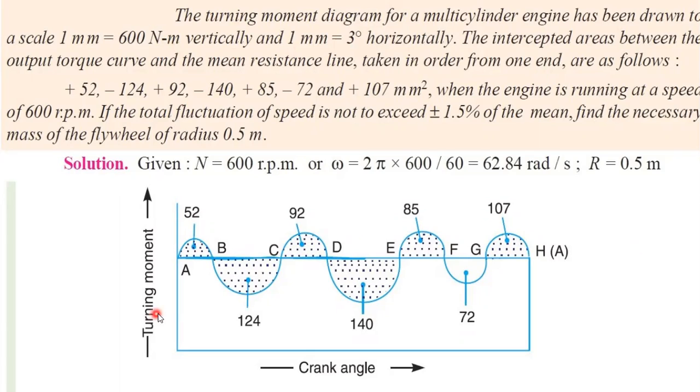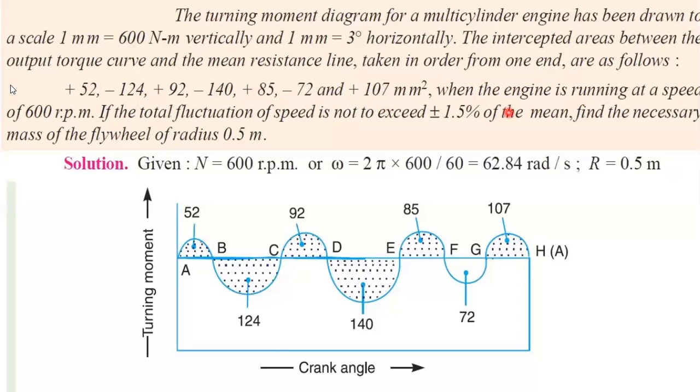So for the turning moment diagram, we need to plot torque value on the y-axis, and the x-axis will be plotted with crank angle. The intercepted areas between the output torque curve and the mean resistance line are taken in order from one end as follows: plus 52, minus 124, and so on till 107 millimeters square. That is, starting will be 52 positive, minus 124 is negative, 92 is positive, and 140 is negative. Likewise, the curve will keep on fluctuating.